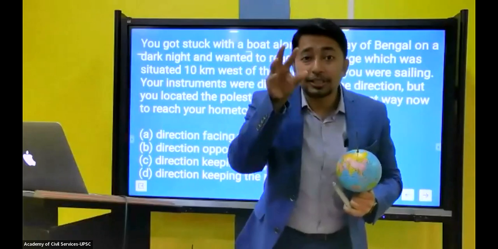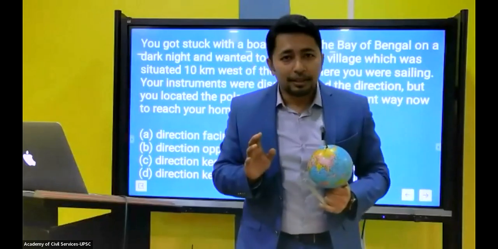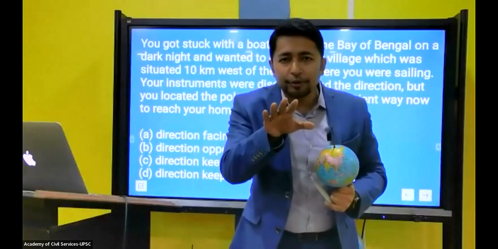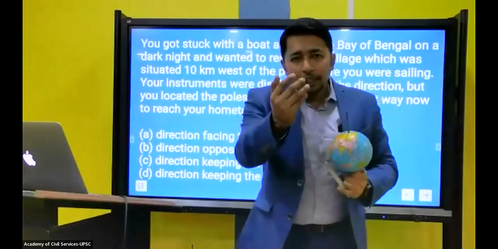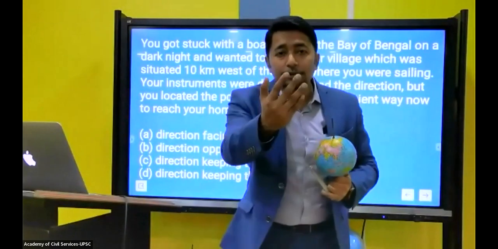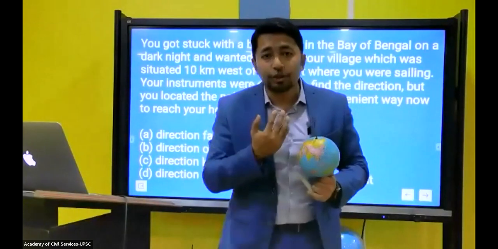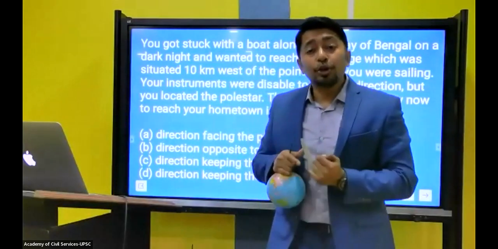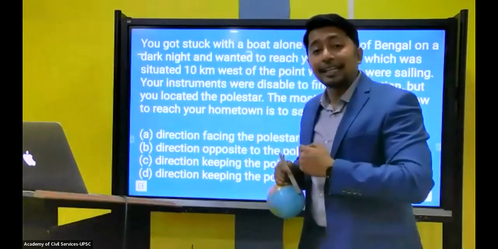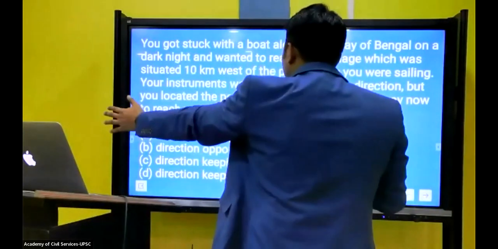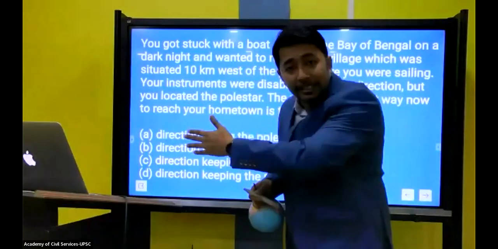In this question, imagine you are stuck in the Bay of Bengal. You know where the Bay of Bengal is, right? If you are stuck in the Bay of Bengal, then you are facing towards the northern side. That means towards your north will be the Himalayas, and you need to go towards your west. That means if you are standing in this position, your left hand will be your west.